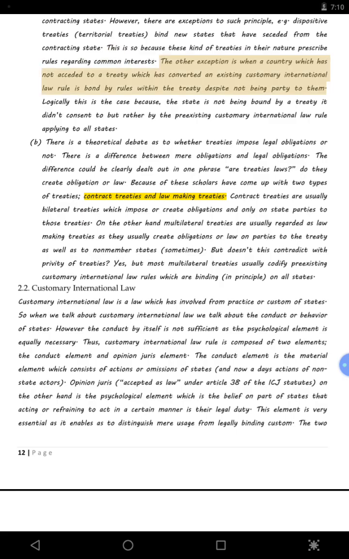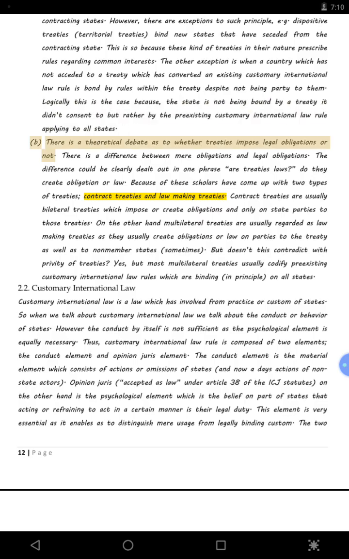The other exception is when a country which has not acceded to a treaty which has converted an existing customary international law rule is bound by rules within the treaty despite not being party to them. Logically, this is the case because the state is not being bound by a treaty it didn't consent to but rather by the pre-existing customary international law rule applying to all states.